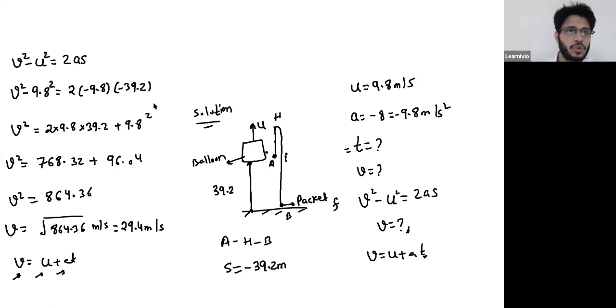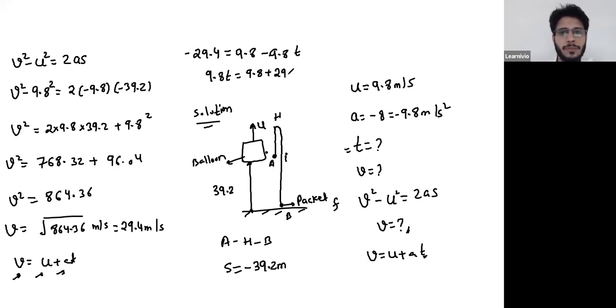If I substitute the values, V is 29.4, U is 9.8, A is 9.8 multiplied by T. And take this velocity as negative because it's going downwards. So take this thing as negative. So 9.8 T is 9.8 plus 29.4. Fatma got 9.26, okay?